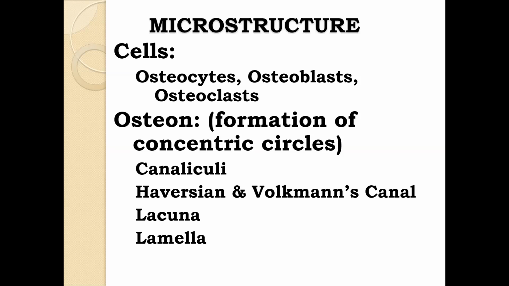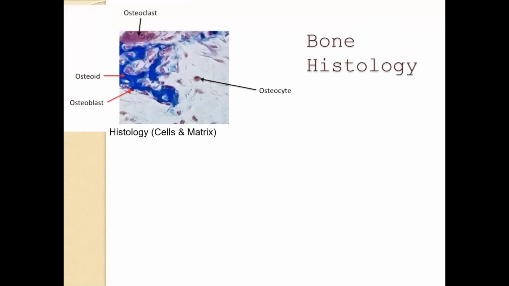Within the osteons, we will see things like canaliculi, Haversian or central canals, and Volkmann's or perforating canals. The predominant part of the tissue will be the lamina, and contained within the lamina are small little structures that will house the osteocytes, the lacunae. And so let's take a look at what this looks like.